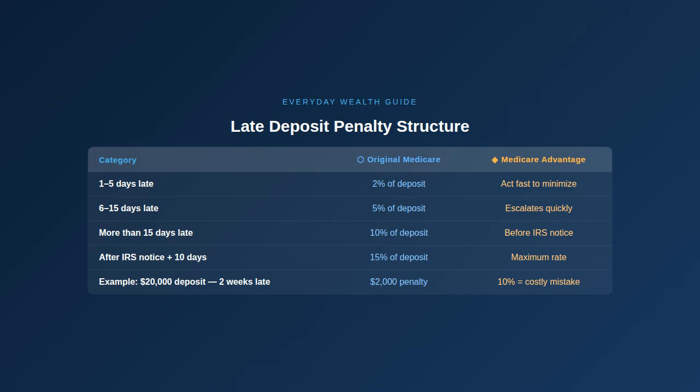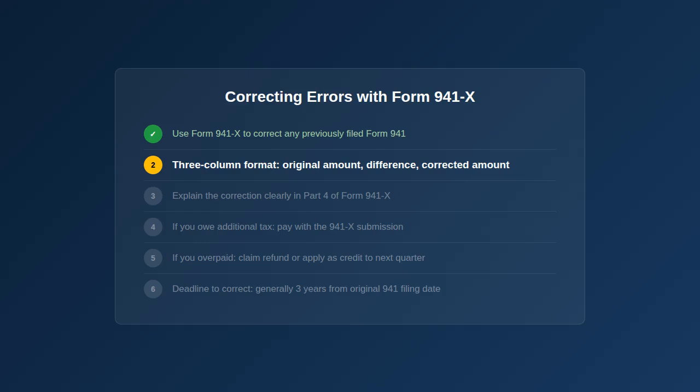If you discover an error on a previously filed Form 941, maybe you reported the wrong wage amount or calculated Social Security taxes incorrectly, you correct it using Form 941X. Like Form 1040X for personal returns, Form 941X uses a 3-column structure: the original amount, the difference, and the corrected amount. You also explain the reason for the correction. If the correction results in you owing more tax, you pay it with the 941X. If the correction shows you overpaid, you can request a refund or apply the credit to future deposits. Generally you have 3 years from the filing date of the original 941 to correct it.